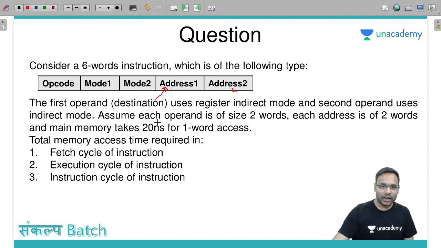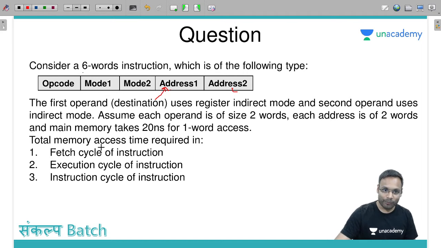Assume each operand is of size 2 words. तो हर एक ऑपरेंड 2 वर्ड का है. एंड ईच एड्रेस इज ऑल्सो ऑफ 2 वर्ड्स. एड्रेस भी 2 वर्ड का है, तो ऑपरेंड भी 2 वर्ड का, एड्रेस भी 2 वर्ड का. And the main memory takes 20 nanoseconds for one word access. एक वर्ड को एक्सेस करने के लिए 20 नैनोसेकंड लेता है मेन मेमोरी.